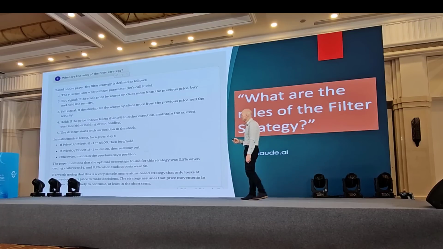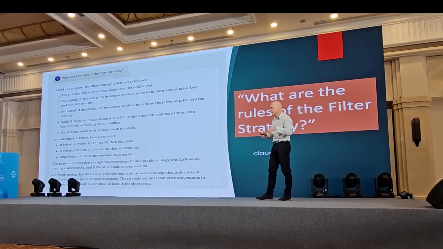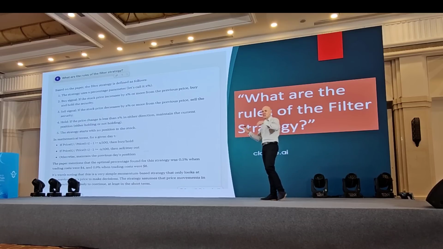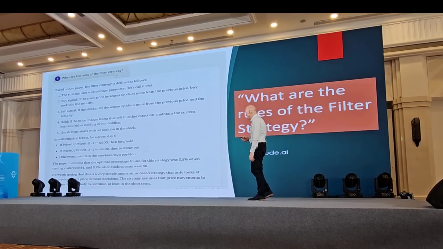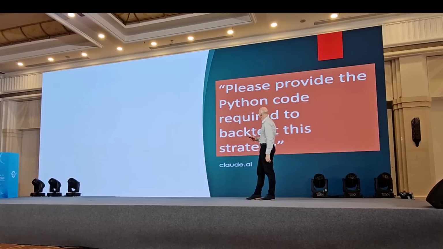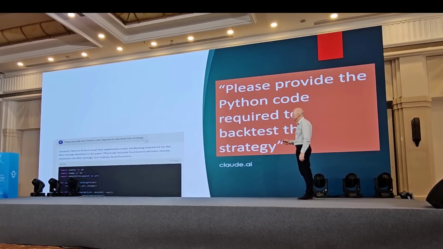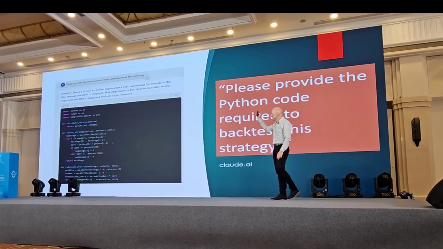So this is good. What's the next step? Well, the next step up to this point would have been for me to go away and code it, debug it, test it, see if it correlates back to the results that the paper was giving me. But once again, I can actually get the machine to do that. So I ask, please provide the Python code required to backtest the strategy, and it will go off and provide the code.